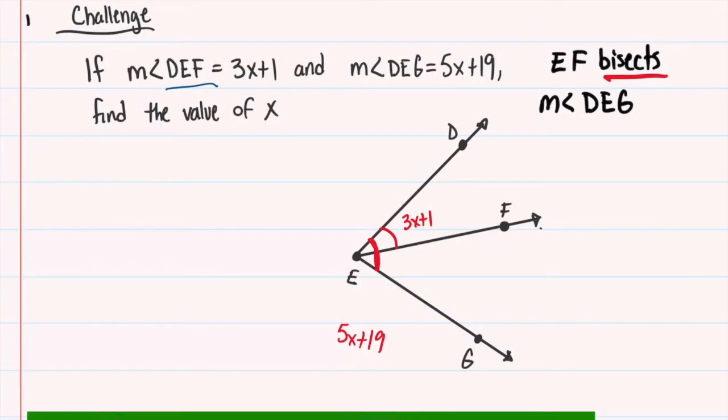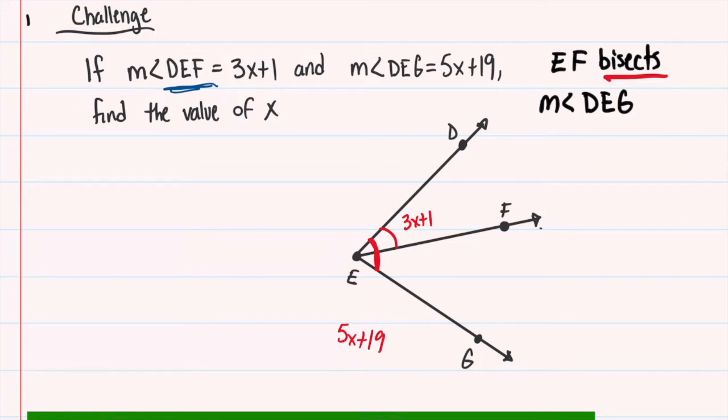We've got to measure angle DEF, which is 3x plus 1. How do you find that angle, guys? You always start with DEF, which will be this little piece, and that's 3x plus 1. And DEG, which is the entire thing, is actually 5x plus 19. Well, you want to find the value of x.